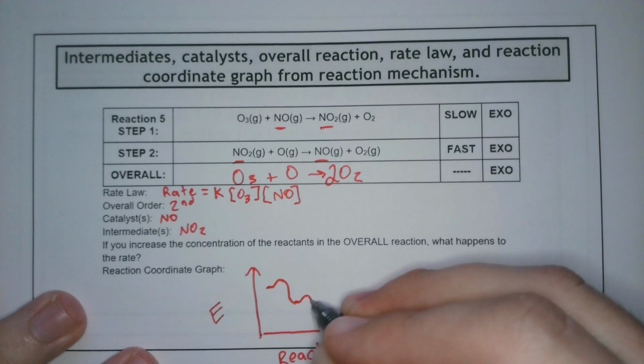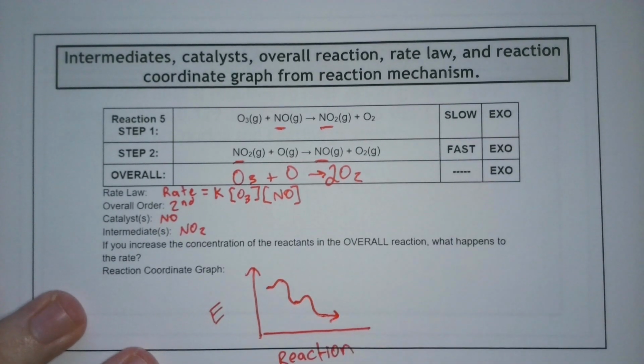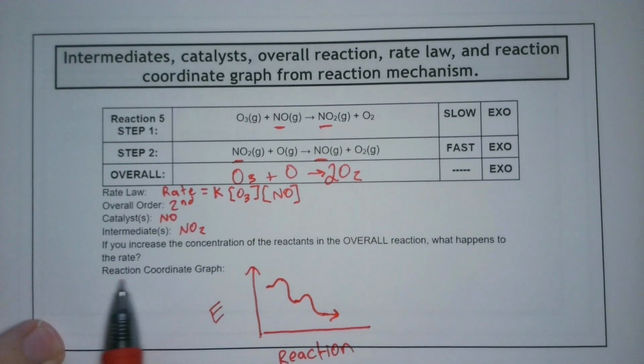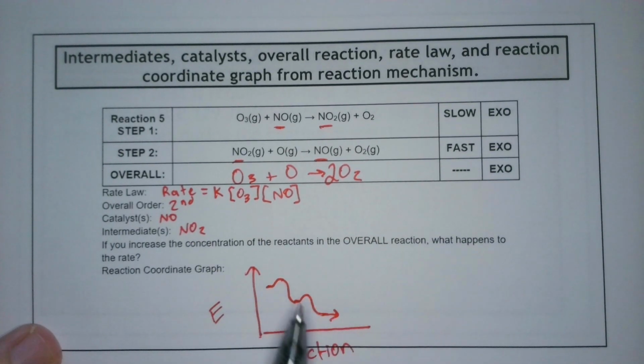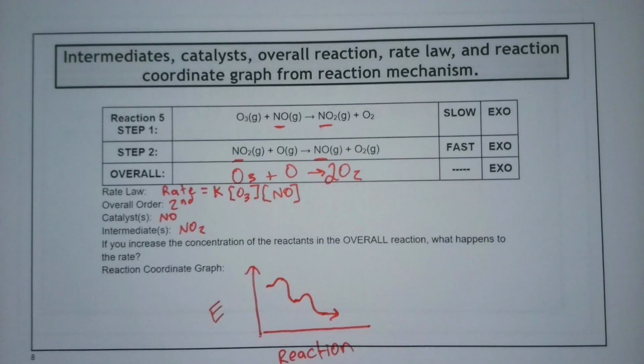Repeat the next thing for the next step, bring it down to the bottom, and that is your total reaction coordinate graph. So if you see this scary word, it doesn't mean anything really. It's just talking about drawing your exothermic or endothermic reaction over time. All right.